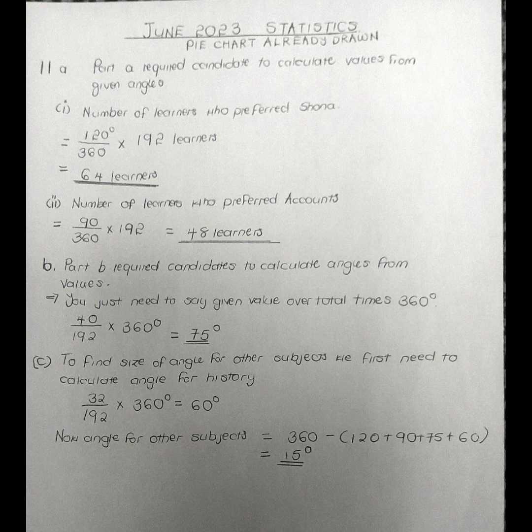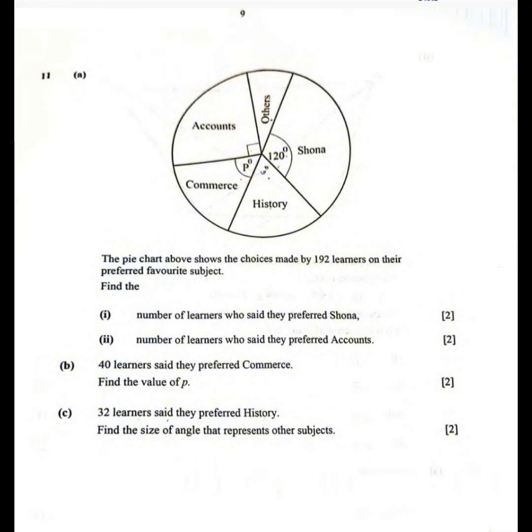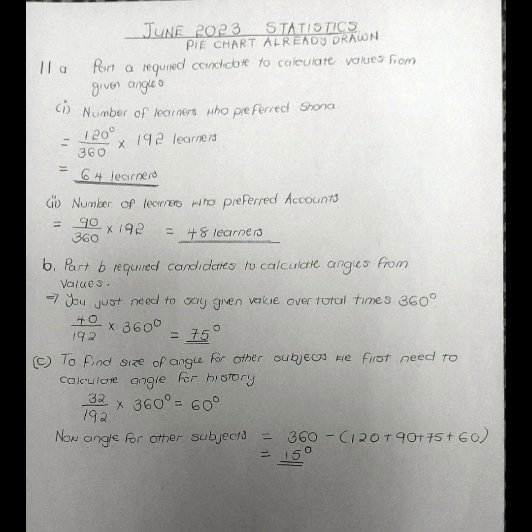And then on part 2, it is saying the number of learners who said they preferred accounts. So the number of learners who preferred accounts, their angle is represented by 90 degrees. So we say 90 over 360 times 192 in order to obtain 48 learners. So it implies that 48 learners preferred accounts.